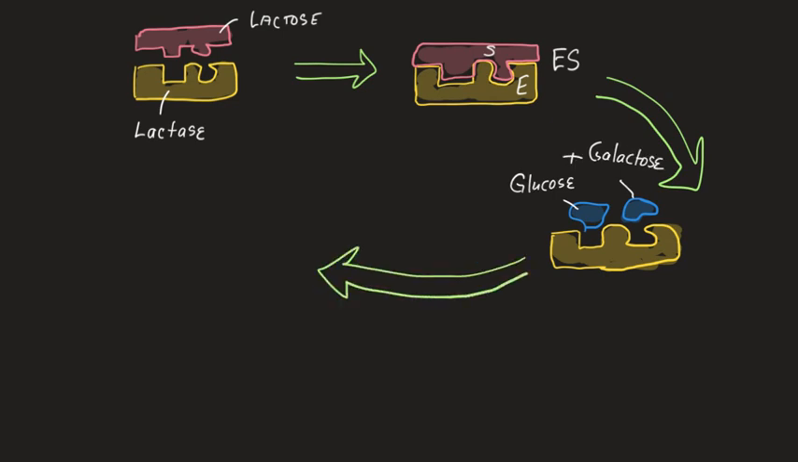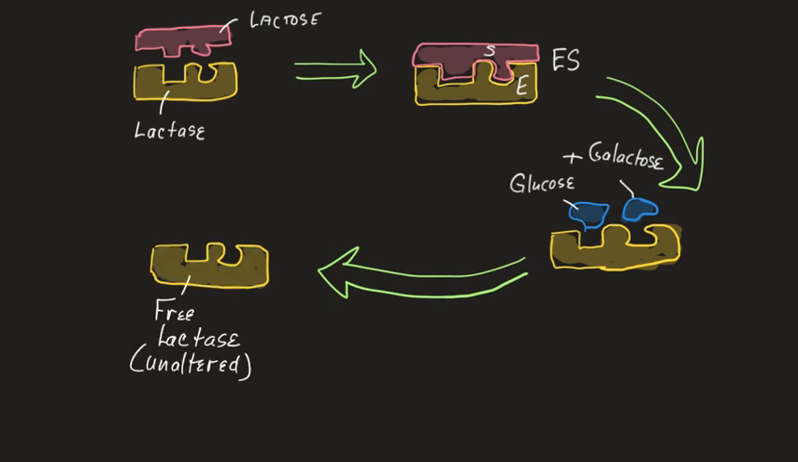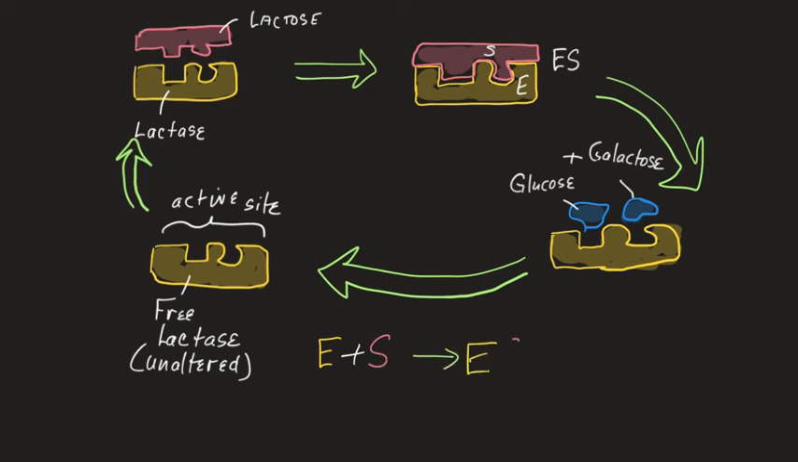Now the enzyme lactase is free. It is unaltered. Its active site is still the same. It can now be reused to repeat this reaction if necessary. This reaction will continue so long as lactose is present. So here we have it. Enzyme plus substrate gives you the enzyme substrate complex, which results in the enzyme plus product.